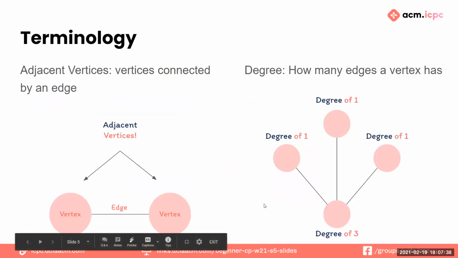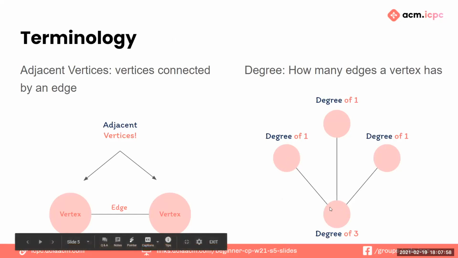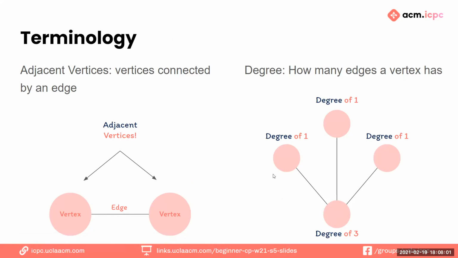And so here's some more terminology. Adjacent vertices are vertices connected by an edge. Since there's an edge between these two vertices, they're adjacent. And degree is talking about how many edges a vertex has. So this vertex has a degree of 1. This vertex has a degree of 3. Degree isn't that important today, but it's definitely something you should know.